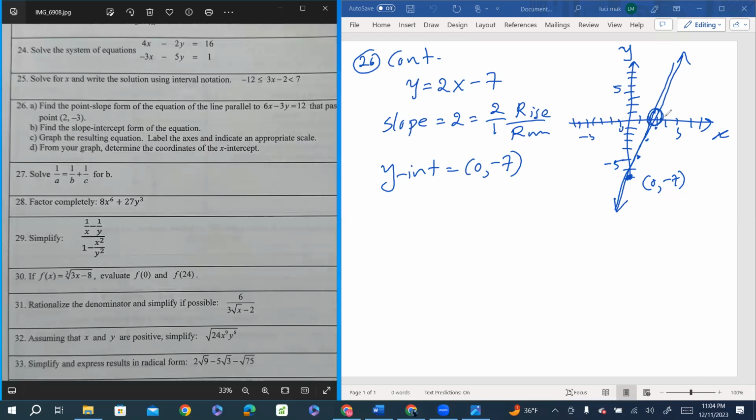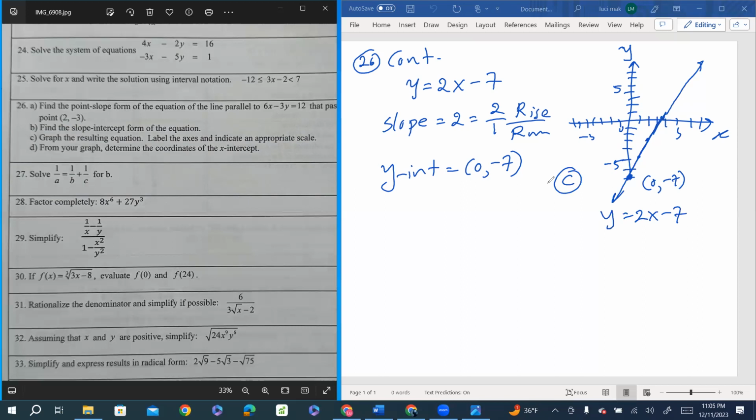So let me erase this again and see if I can graph it a little more clearly. Up to over 1, so it's at 1 here. Up to over 1 is at 2, at 3, at 4. So it looks like it's going between 3 and 4, so 3.5 in other words. All right, so we label that, and we label this as well. So this is y equals 2x minus 7. So that's part C, the graph.